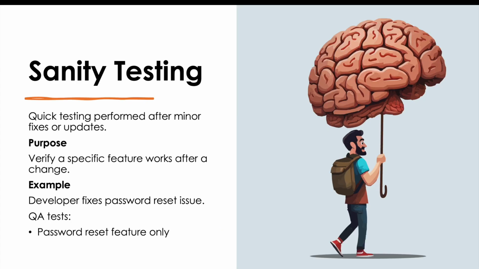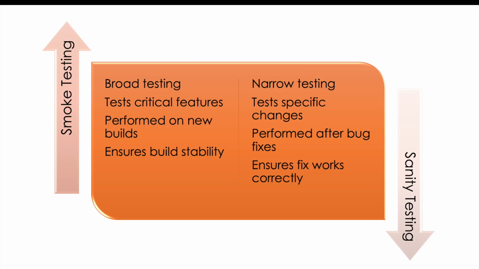Sanity testing: quick testing performed after minor fixes or updates. The purpose is to verify a specific feature works after a change. For example, the developer fixes a password reset issue and the QA tests the password reset feature only. So smoke testing is broad testing, tests critical features, is performed on new builds, and ensures build stability. Sanity testing is more narrow. It tests specific changes, is performed after bug fixes, and ensures the fix works correctly.